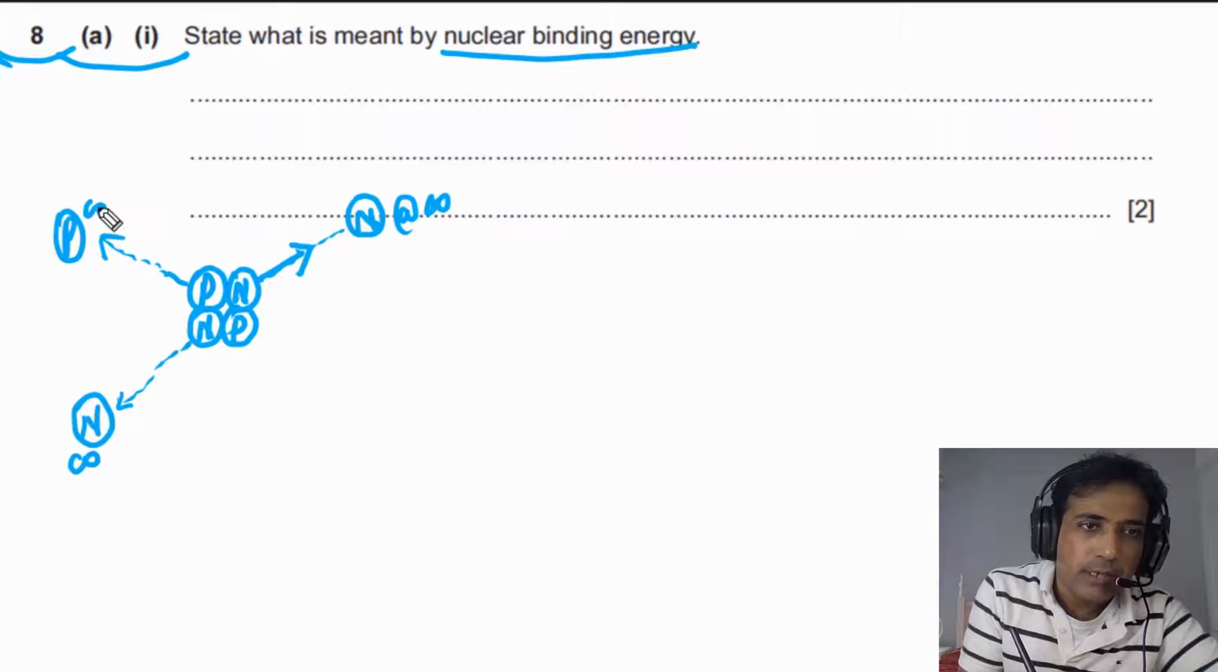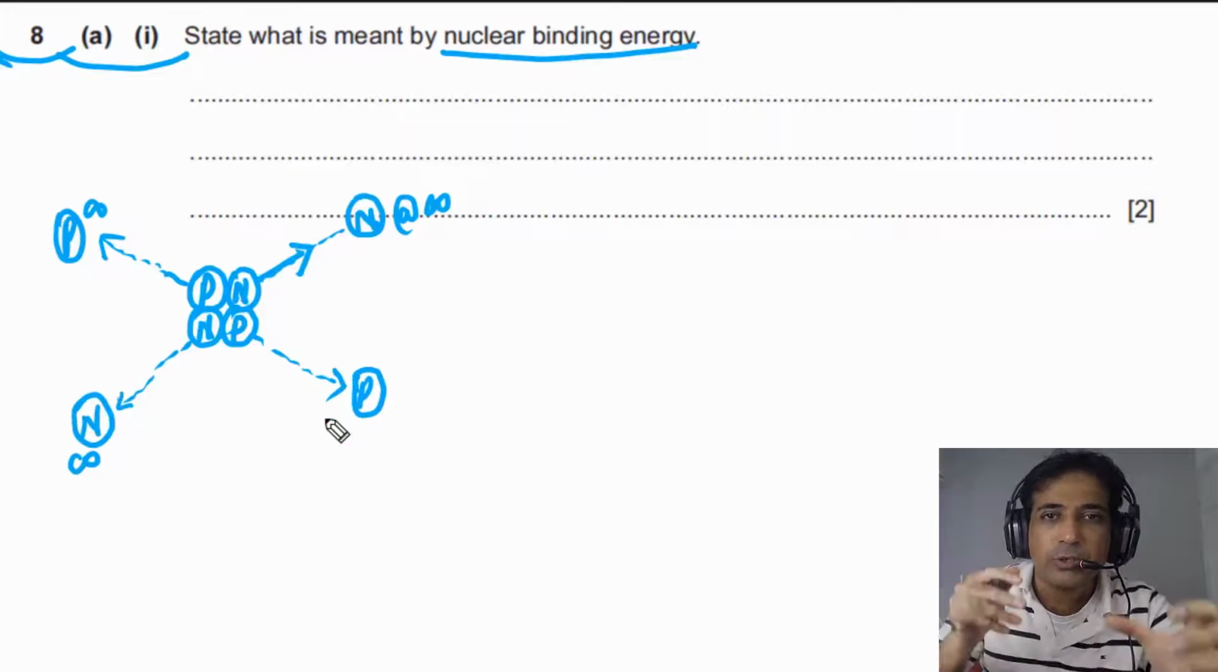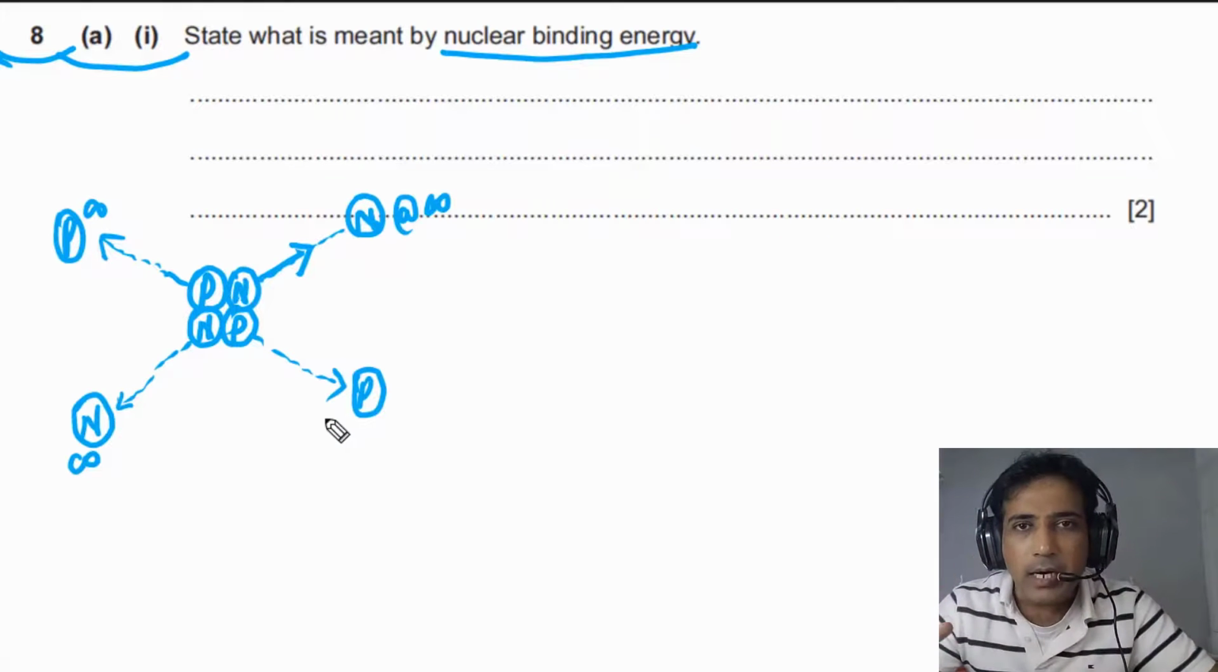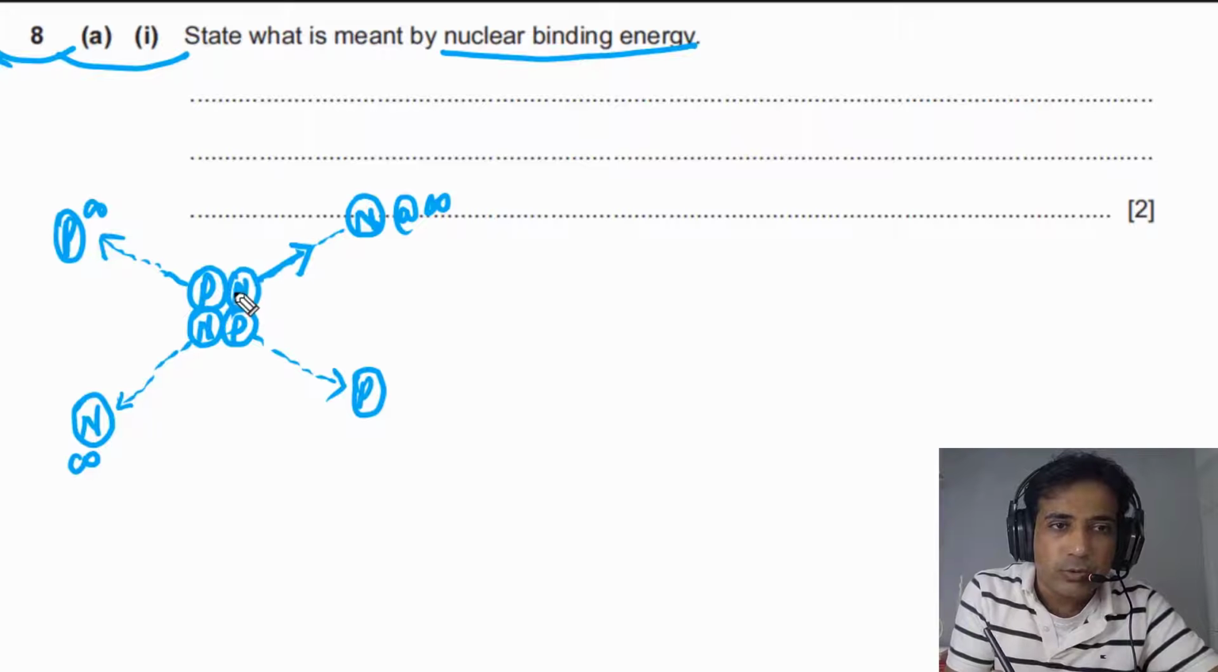And we take this proton to infinity as well. So now these nucleons will not experience any force. In this case, the amount of work done to take these nucleons from the nucleus to infinity, the total amount of work done, that is binding energy.